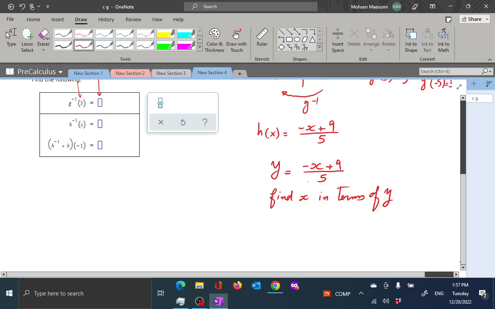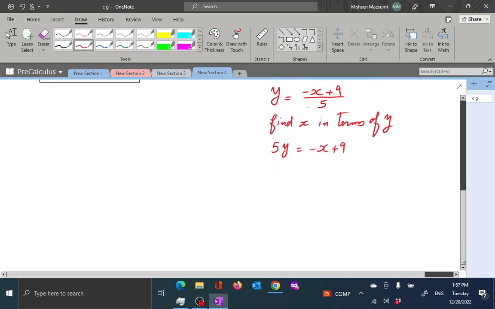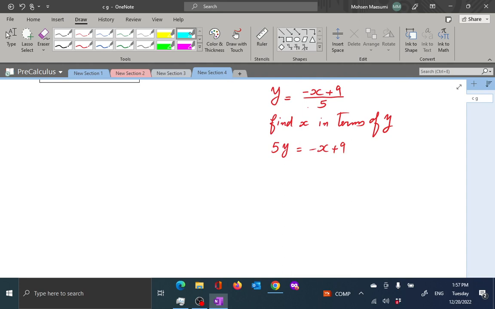Well, how do you do that? We want to isolate x. To isolate x, let's get rid of this 5. How do you get rid of 5? Multiply by 5 on both sides. So you get 5y is minus x plus 9. Again, the objective is to isolate x. Let me color x, so we keep our eye on that so that we isolate it. So let's get rid of 9. So it becomes 5y minus 9 is equal to minus x.